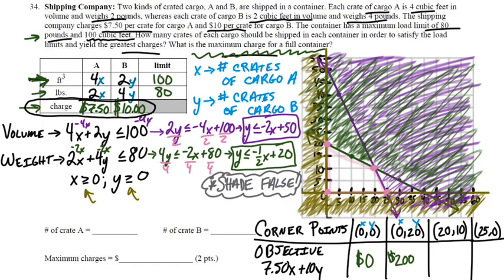Is that the maximum, though? We still have 2 points to go. So how about (20, 10)? Plug in 20 for x and 10 for the y, and we get a value of $225, which is our new leader. Okay, and then our last point to check there, plug in 25 for the x and 0 for the y. Unfortunately, that's not going to be our winner. That's $187.50 for that value.